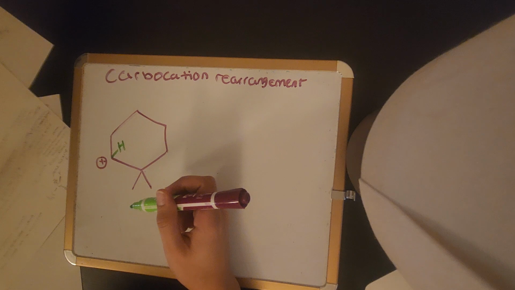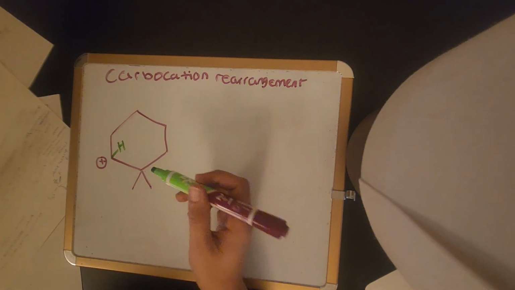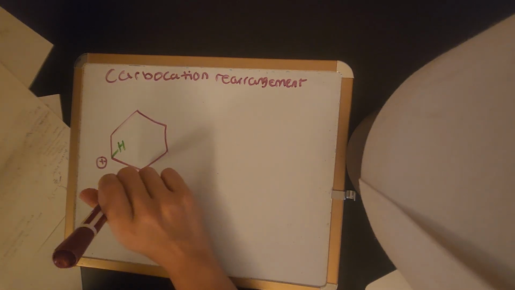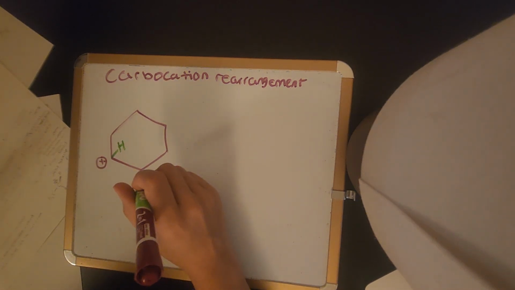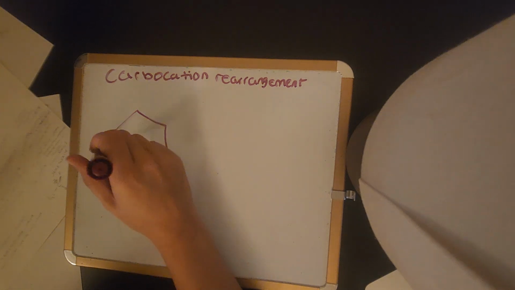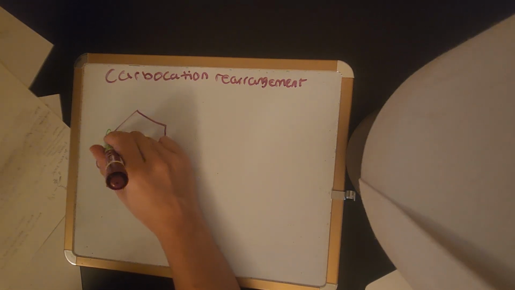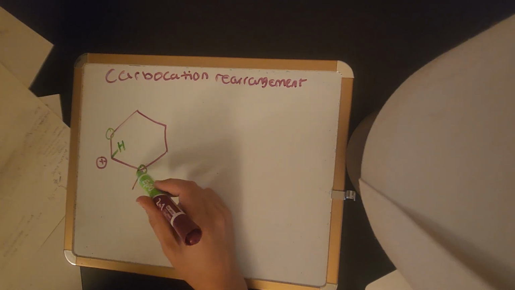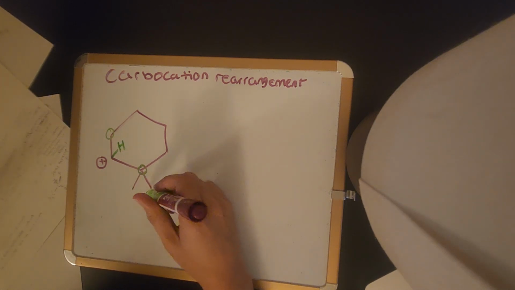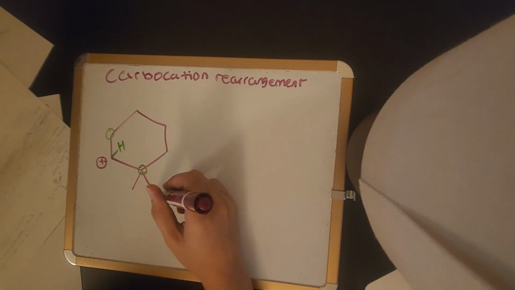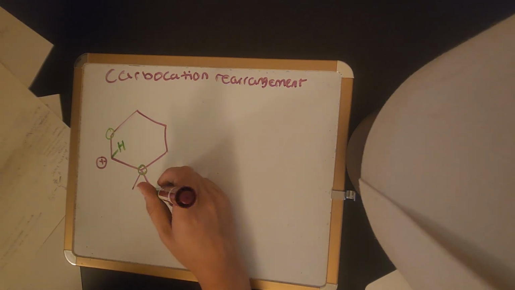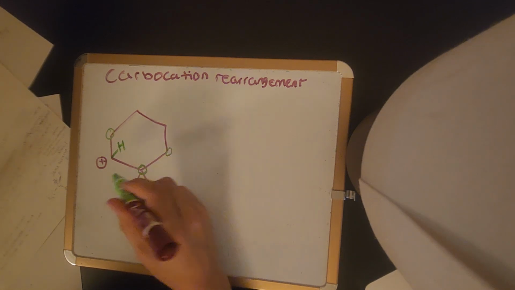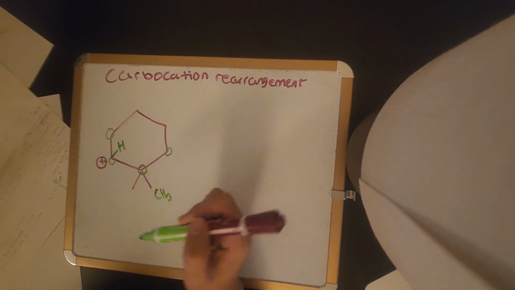Now, if you're going to do carbocation rearrangement to make this more stable, you want to realize that you can move charges. You can move this charge here, and you can move this charge here. And likewise, you can move one of these methyl groups. You can move one of these CH3s here, and you can move it here. Okay.